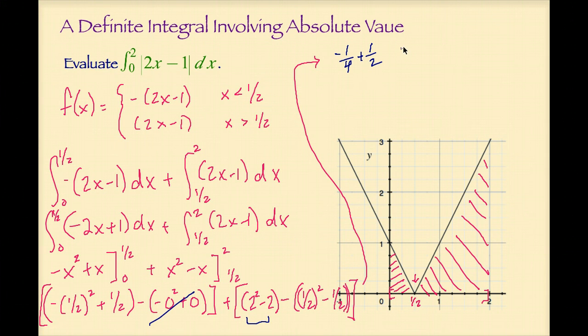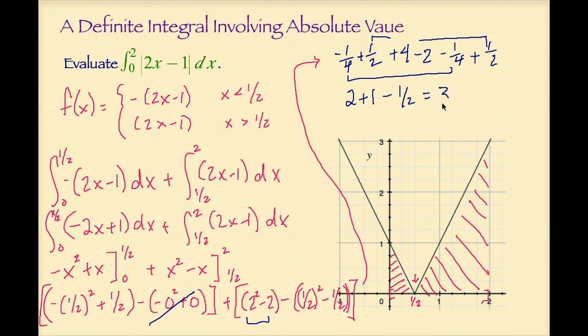Now here I'm going to have 2 squared, which is 4, minus 2, and then this is going to be minus 1/2 squared, which is minus 1/4, and then minus a negative 1/2, which is plus 1/2. So we end up with 4 minus 2, which is 2, 1/2 plus 1/2, which is another 1, and then negative 1/4 and negative 1/4 is a negative 1/2. So that's 3 minus 1/2, which is 5/2. And that is the total area under this absolute value curve from 0 to 2.